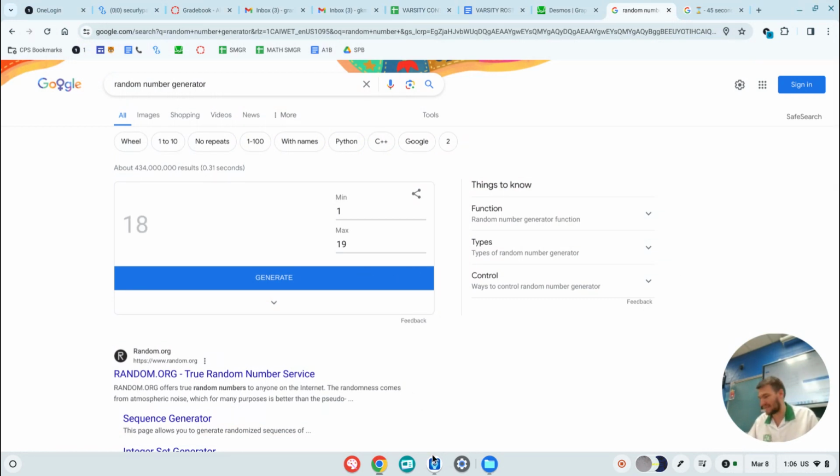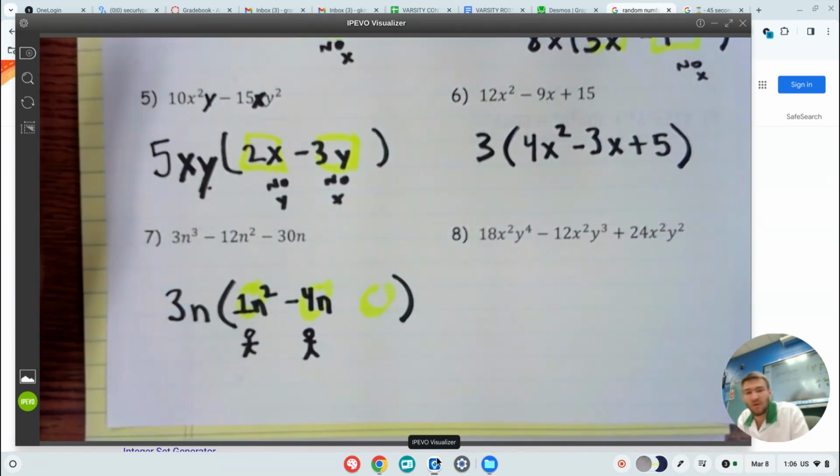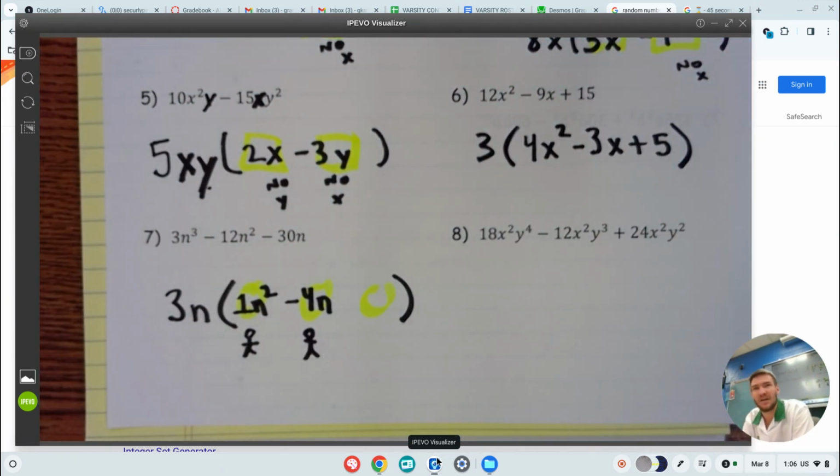Up next, can you tell me this middle person, number 18? We're going back to Misair's paper. Let's see what he's got. He has 4n. Anybody agree with that? As long as it's a negative 4n. That is what he had. Nice job, Misair. Way to go.